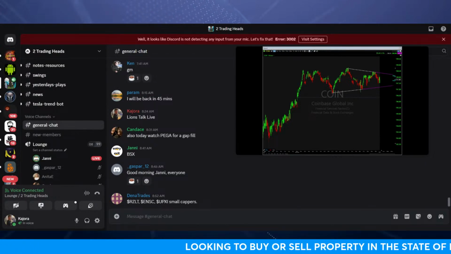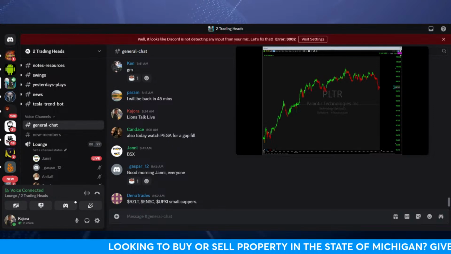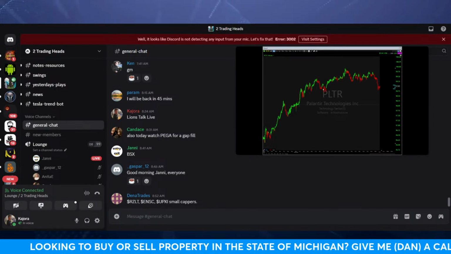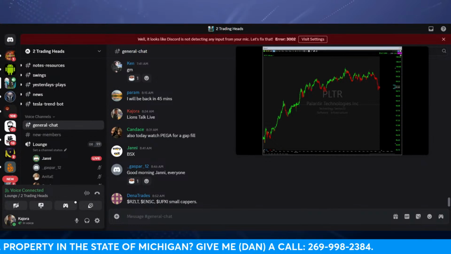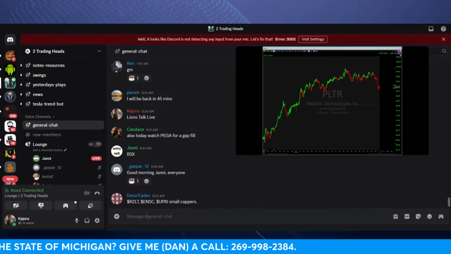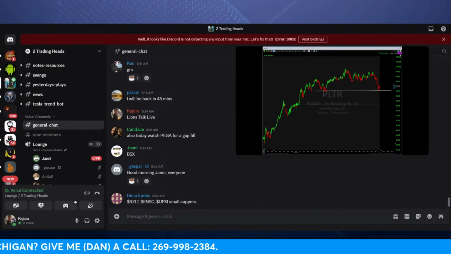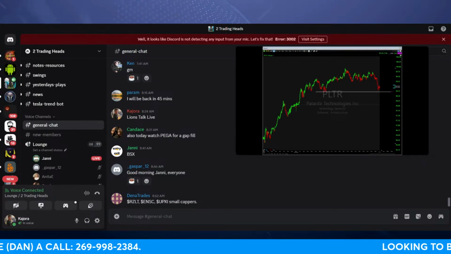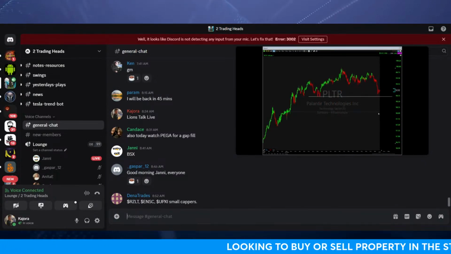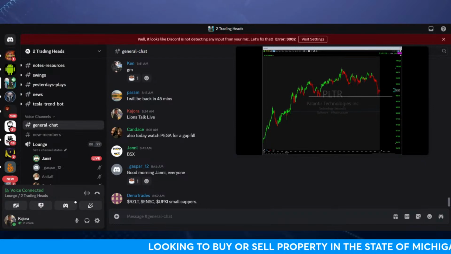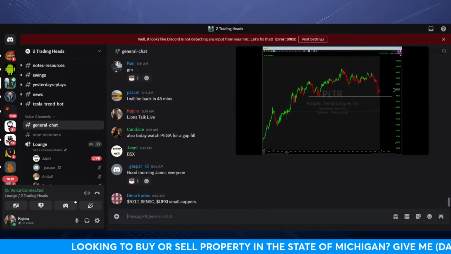PLTR, another one that had a beautiful setup, but right now broke under our support line here, right? Broke under our support on PLTR, giving us a little bit of a pullback coming down to the next level of support of this 98.70 on PLTR. So let's see what PLTR wants to do with this resistance support line.